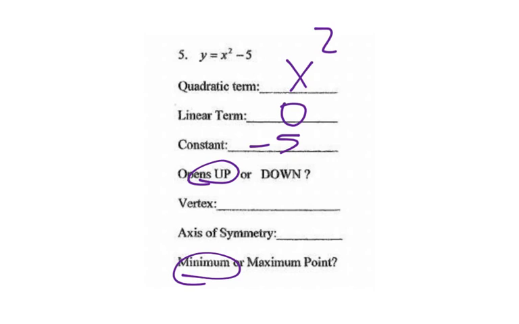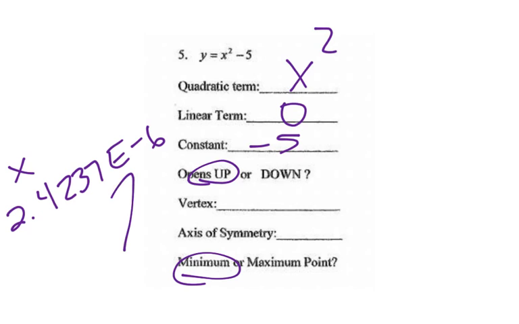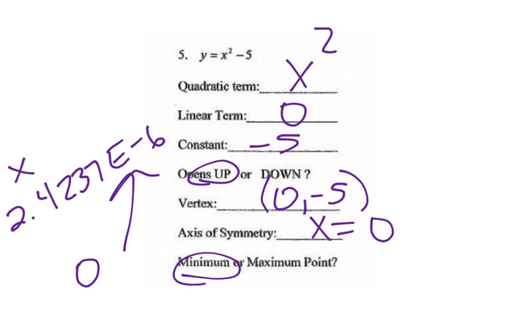Okay, mine shows 2.4237 e negative 6. That's my x. Anytime you see that e, it's going to be 0. Okay? So my vertex is actually 0, negative 5, which makes my axis of symmetry x equals 0. So anytime on your calculator when you see that e to a negative something, the value for x is actually 0.